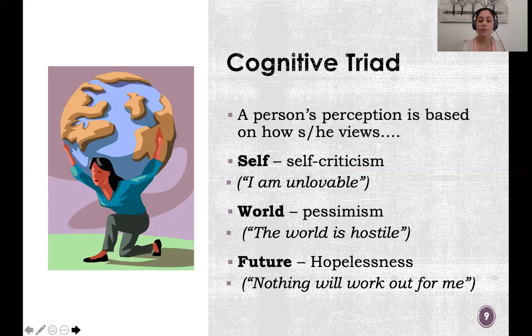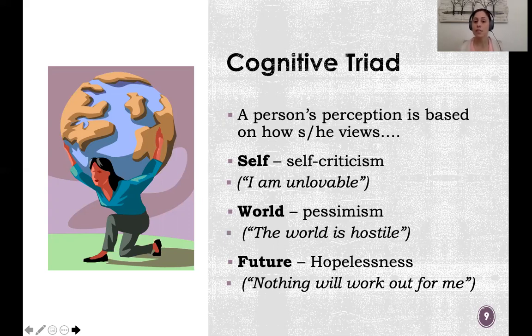So the negative views of the self could be considered things like self-criticism, okay, and statements like I am unlovable, I'm unworthy of a relationship, I'm a failure, things like that would all be negative views of the self. Negative views of the world could be thought of as pessimism, so interpreting life events through a negative filter. The world is out to get me, right? The world is hostile in this case. And then negative views of the future, basically a gloomy vision of the future, and feelings of hopelessness. So nothing will work out for me. I am destined to fail.